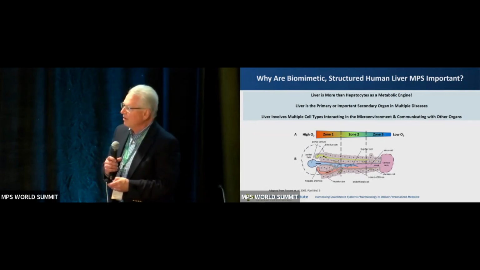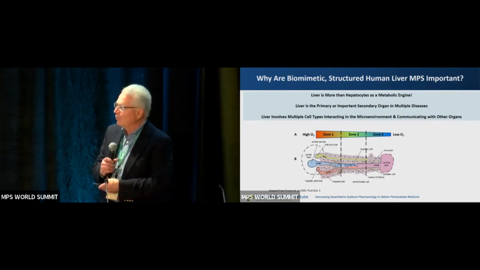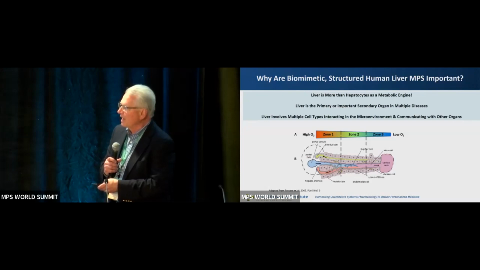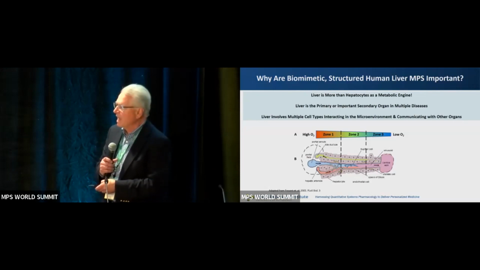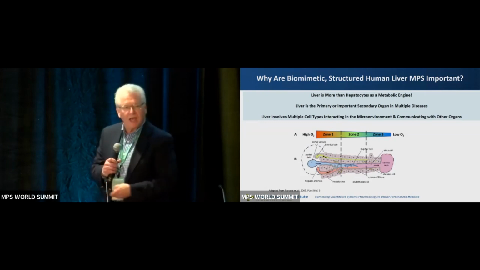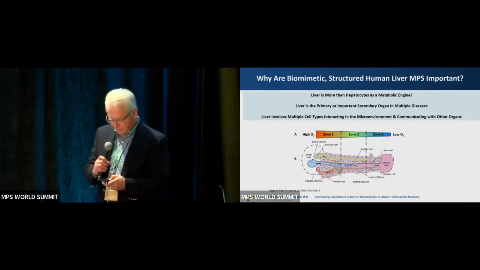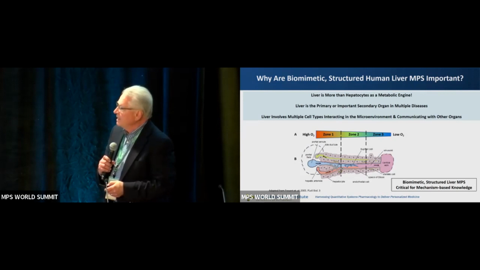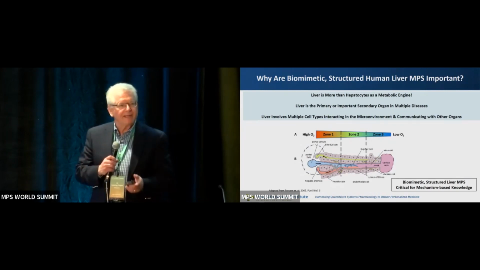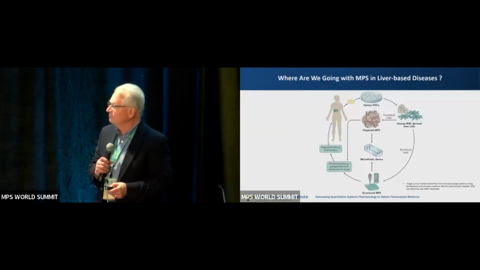The other important characteristic is that you do create microdomains with the flow of blood through the acinus, where the oxygen tension is distinct at the front end and much lower as the blood enters the central vein. So there's different physiology and pathophysiology that occurs in the zones. So biomimetic structured liver MPS are critical for mechanism-based knowledge.